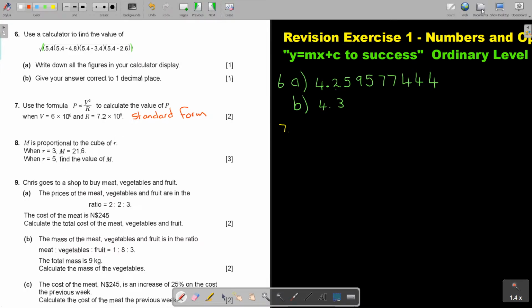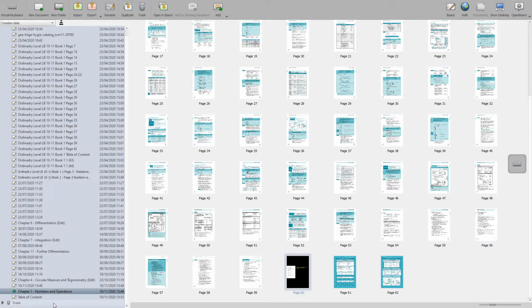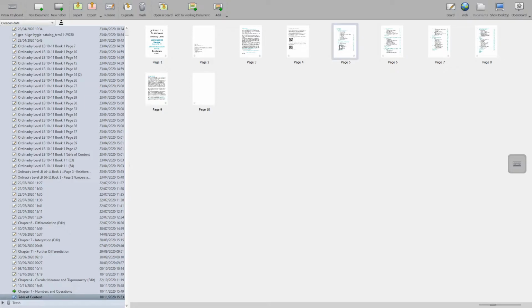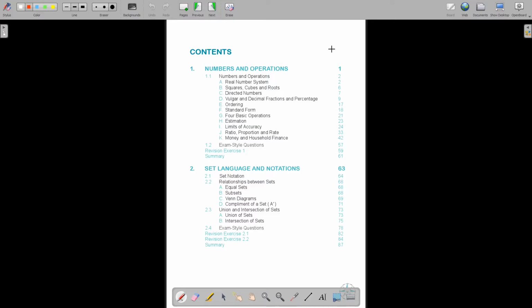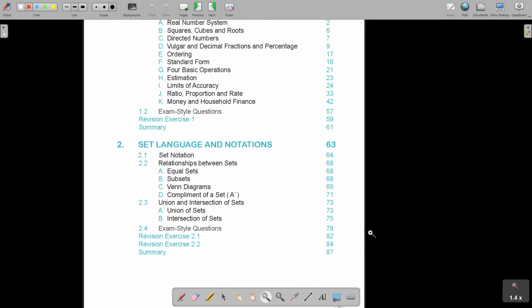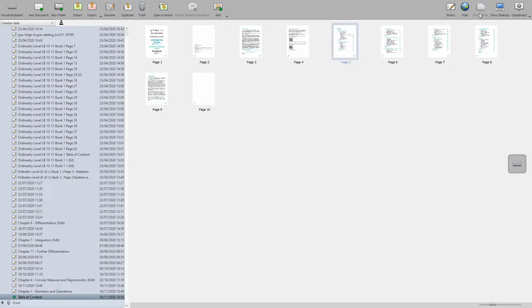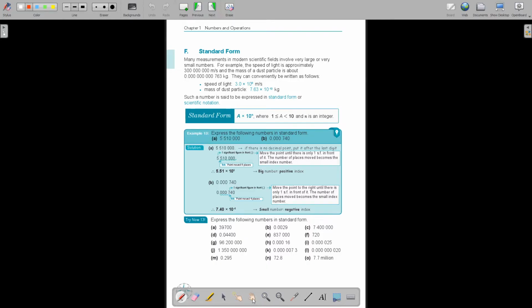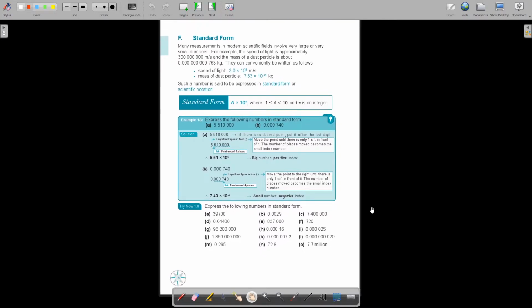Okay. So I'm just going to use a few clicks, but let's just see if I can find it. Table of content. Now, if I look at my table of content, here it is. Standard form. So I'm looking for standard form. Okay, let's just find that page. There is standard form. Do you see? It starts on page 18. So I go back to numbers and operations. I look for page 18. I just hope it's page 18. Can be that it's not 18. I will just move it up to check. It looks like this is page 18.